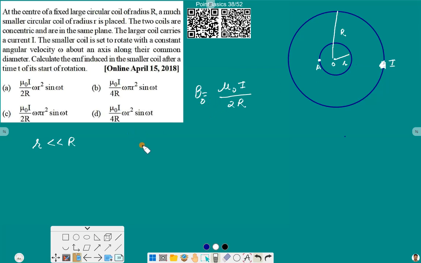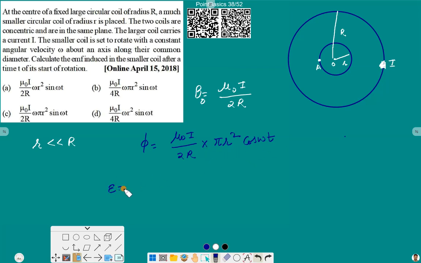So with this assumption, we can calculate flux. Flux through the smaller coil will be the magnetic field at the smaller coil, that is mu naught I by twice of R, multiplied by the area of the smaller coil, that is pi r square. And as already mentioned, this smaller coil is rotating with angular velocity omega, so the area is changing with respect to time. So we have to add a cos omega t component also, as the area vector is rotating with respect to time. So this is the flux.